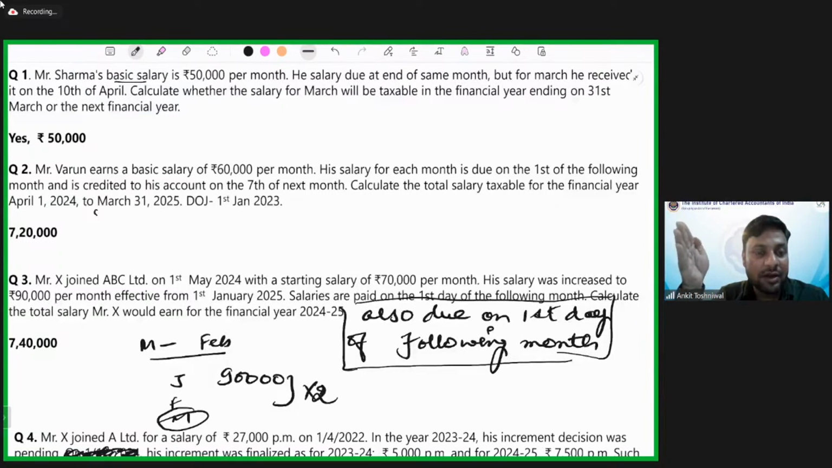Income is assessed in the assessment year, but we have to calculate the income earned in the previous year. So whatever you are earning in the previous year is taxable in the assessment year. So we have to make the calculation of the income of the previous year.